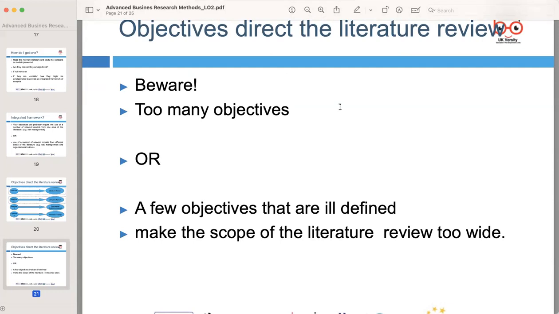So remember, the purpose of a literature review is to provide a comprehensive analysis of existing research. So having a clear and manageable set of objectives is key.